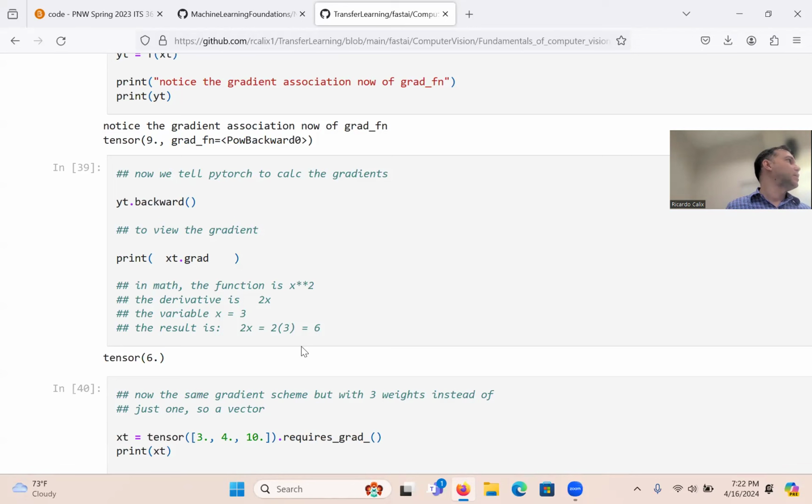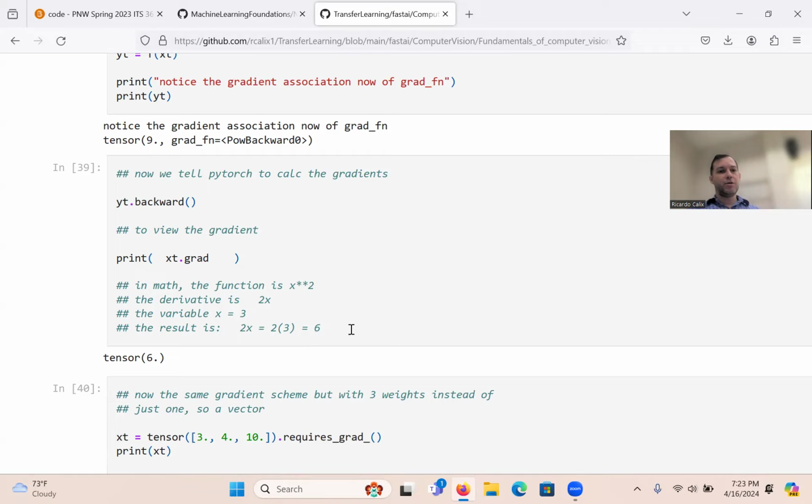And so whenever you do this backward, it calculates these, and then it does the step, which does the update on the weights. Any questions? Okay.